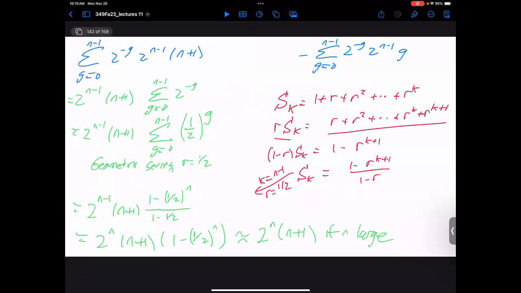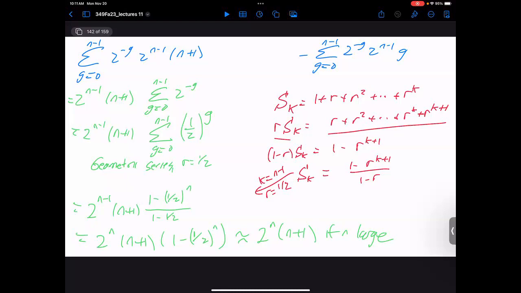So the two pieces to analyze: the first was the 2 to the negative g, 2 to the n minus 1, n plus 1. We can pull out everything but the 2 to the negative g, that's 1/2 to the g, and we can sum this using the geometric series formula. If we use the finite formula, we're going to have this correction, 1 minus 1/2 to the n. If n is a trillion, the difference between 1 and 1/2 to the trillion is so small, just drop the 1/2 to the trillion. And so the first piece is essentially 2 to the n times n plus 1.